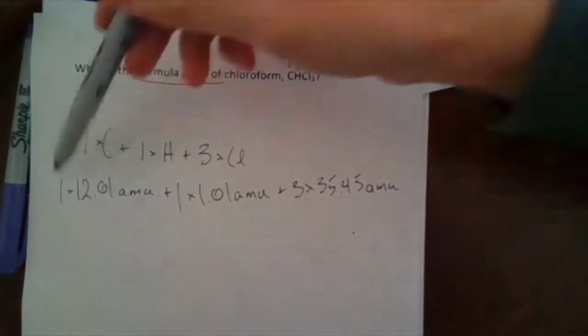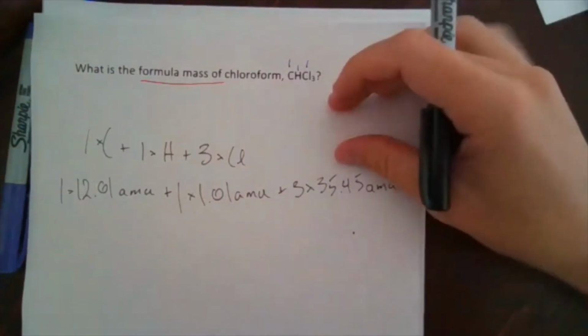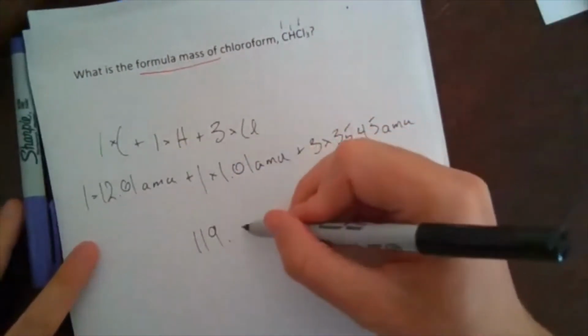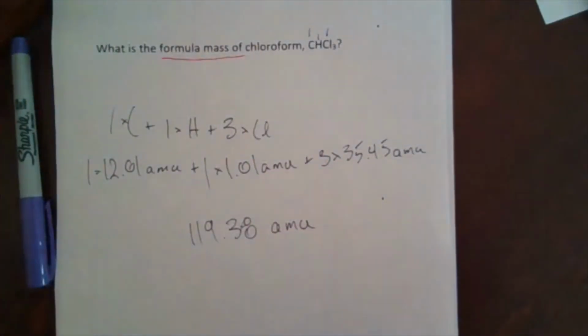So I've gotten all of my values. The 12.01 AMU for carbon, 1.01 for the hydrogen, and the 35.45 for chlorine, with 3 of those. If I combine them all together, I get 119.38 AMU. And so I can always calculate the formula mass for anything I'm looking at if I know the formula and if I have access to a periodic table.